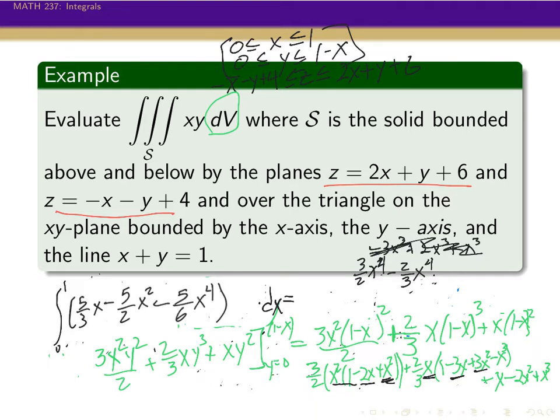So let's double check this. So minus 3x cubed plus 2x cubed plus another x cubed. Yeah, the x cubes cancel off. Okay, I think this is right. Let's just go and assume that it is. Okay. So, down to the last integral.